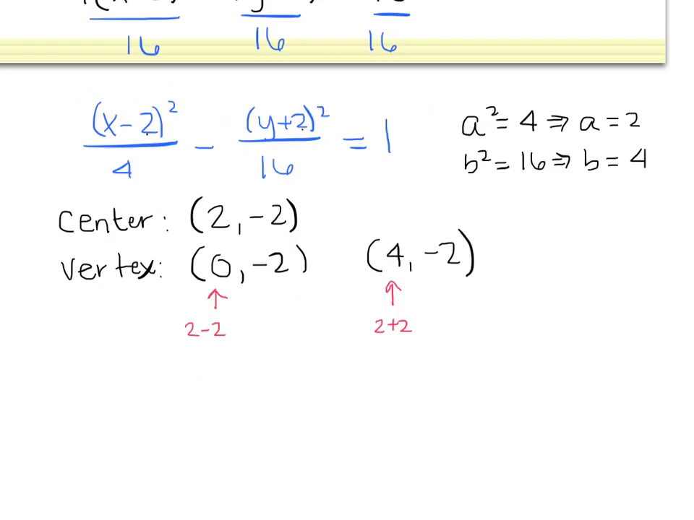And again, just as a reminder, I took the center point and added our a value. So this would have been 2 minus a. And this here is really 2 plus a. That's where we got the 2 plus 2 and 2 minus 2.